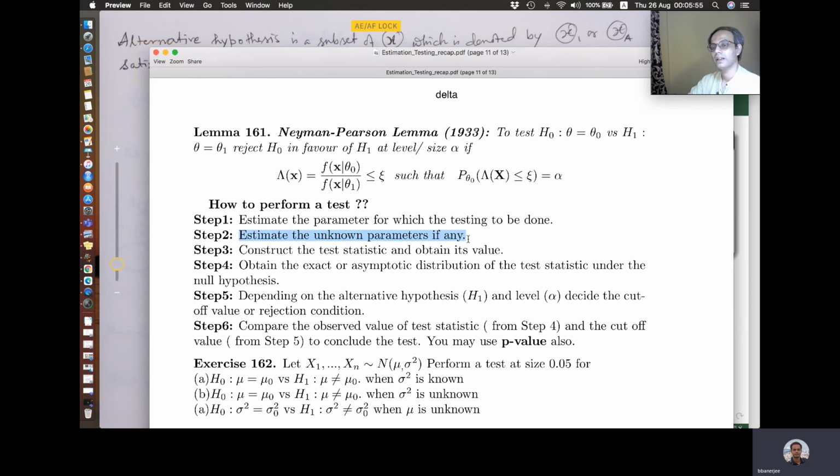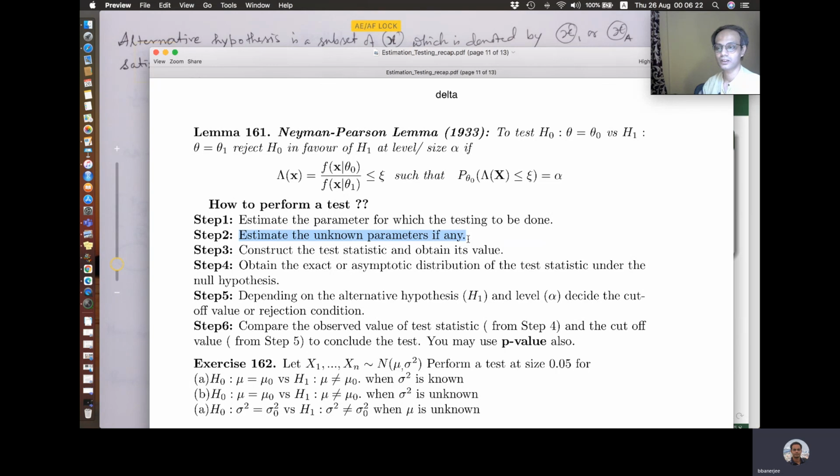So under H naught, what will be the distribution of the test statistic? To know this, people have studied many sampling distributions. Whatever is taught in your probability course, sampling distributions are typically helpful for obtaining this exact distribution or the asymptotic distribution of the test statistic under the null.